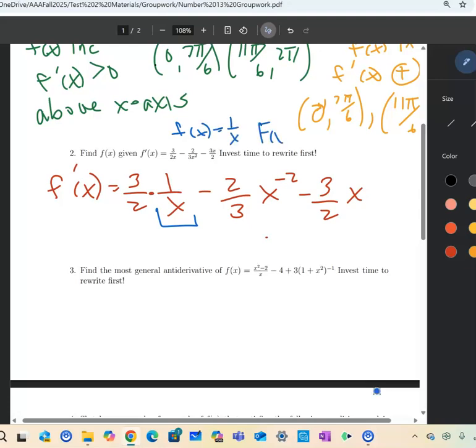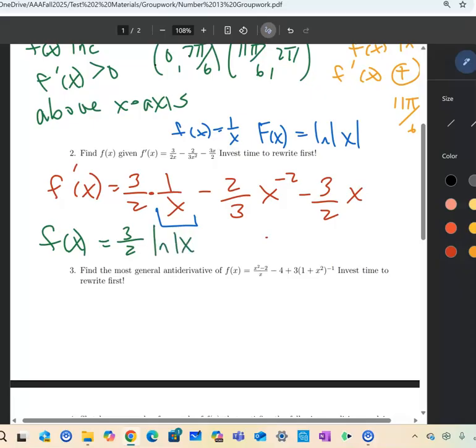the antiderivative, make room here, is ln of the absolute value of x. So don't put the x in the negative 1 power, just recognize it. So then let's take the antiderivative. So f of x will carry the 3 halves outside. You have to separate that number, and then you get ln of the absolute value of x. That's really important. Then I carry along the negative 2/3.